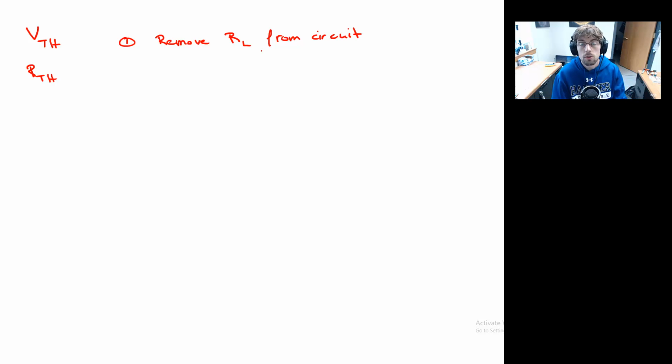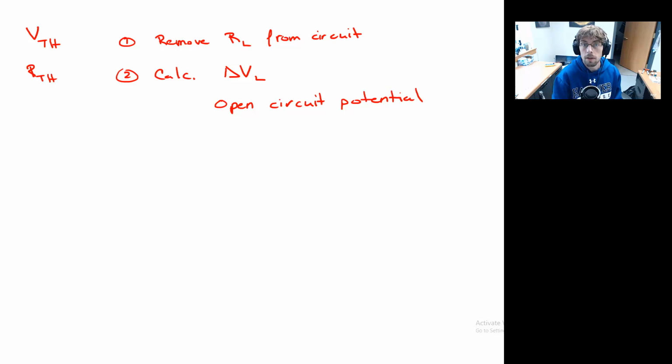In other words, you're going to create a break between the two terminals where the load resistor is. So you remove that from the circuit altogether. And then two, calculate, I'll call it delta V, the potential drop across the load. Sometimes you will see this referred to as the open circuit potential. So the potential drop between the two nodes where the load is going to be attached, that is going to be your Thevenin voltage.